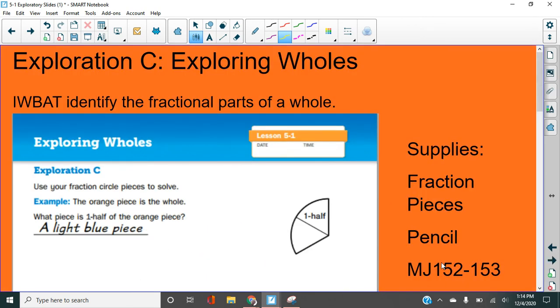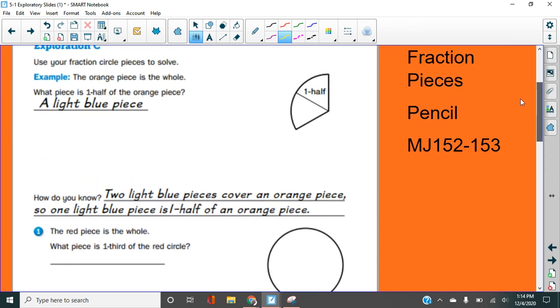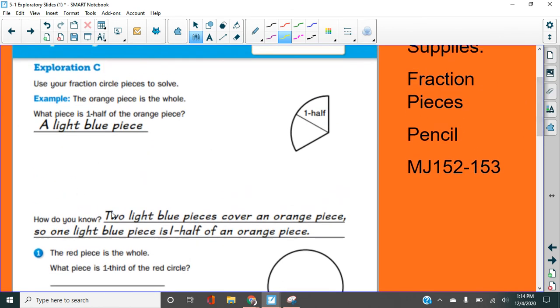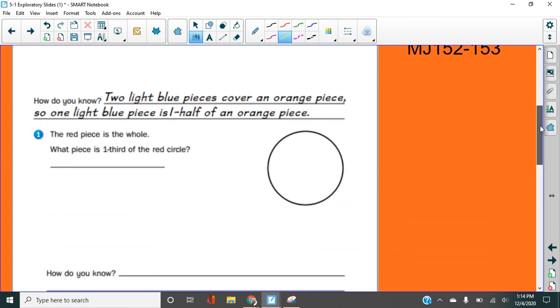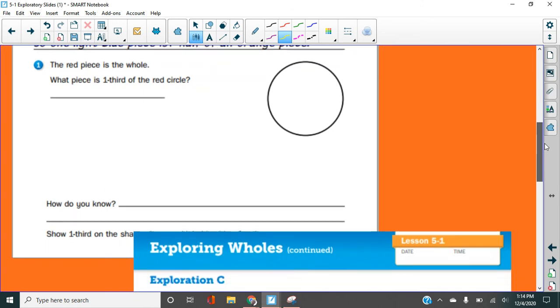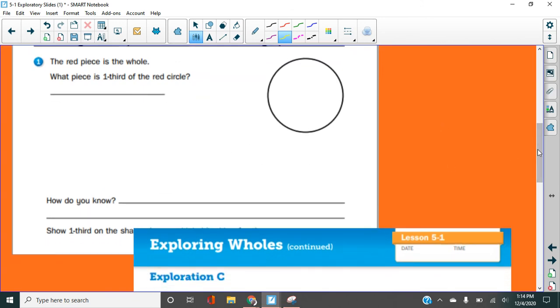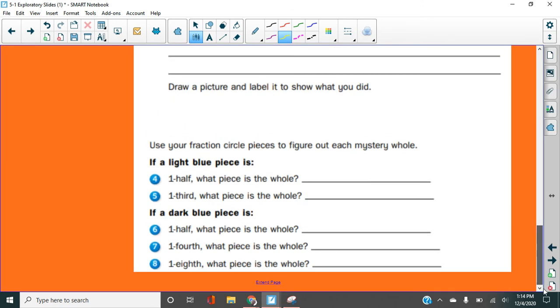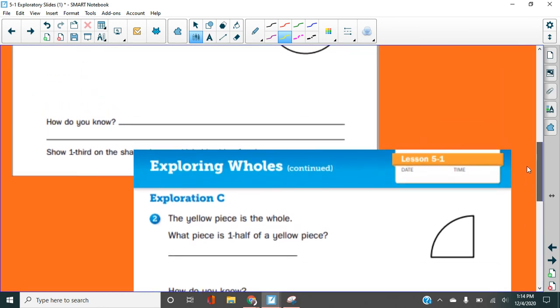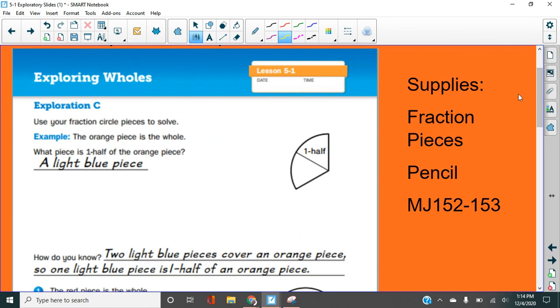Your other choice is Exploration C. And Exploration C is over 2 pages because there's a big example here. Okay, so you can see the big example of what to do here. So if you do Exploration C, your page starts here and then goes on to this page. Okay, and so that is your choice today. You get the chance to choose. If you choose Exploration C, you can see that it is on pages 152 to 153.